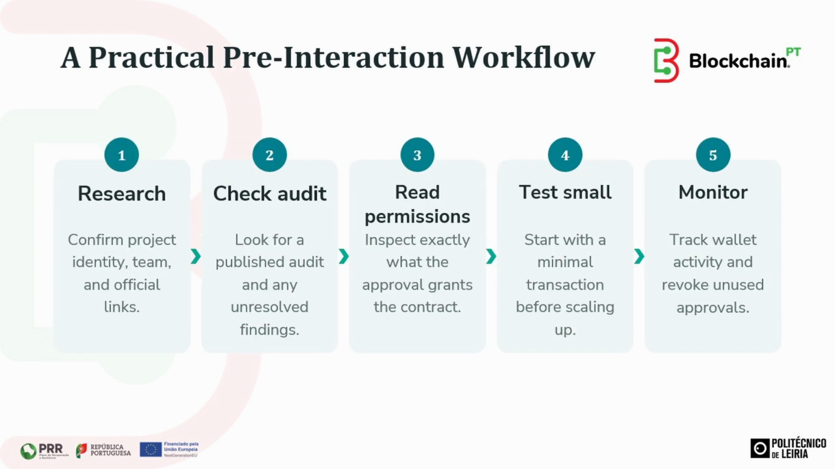We devise a 5-step practical workflow to apply before interacting with a project. First, perform some research, then check the published audit. Next, assess what the read permissions of the contract are, and then test with a minimal transaction. Finally, track wallet activity, revoking unused approvals.